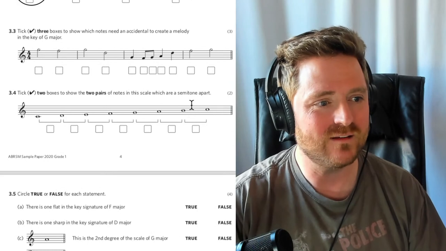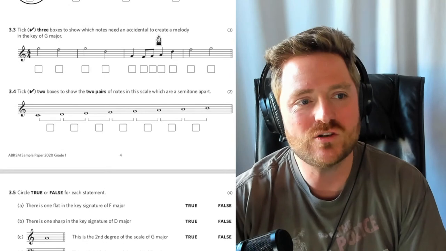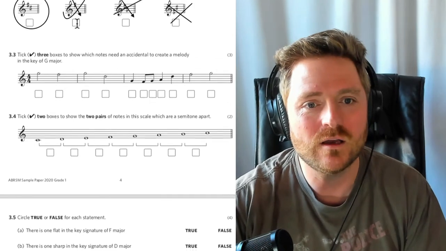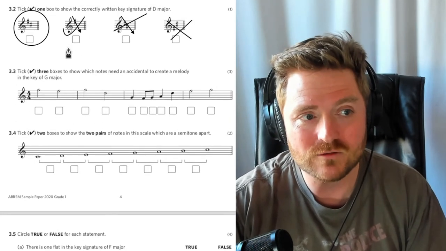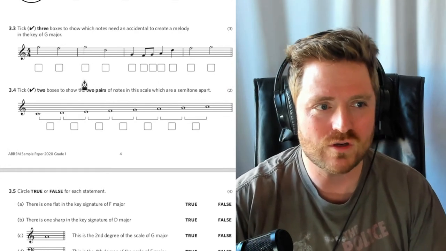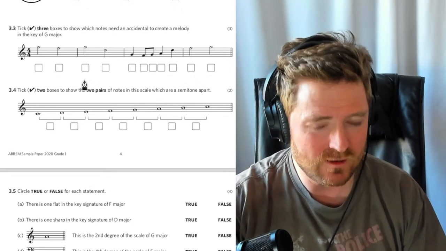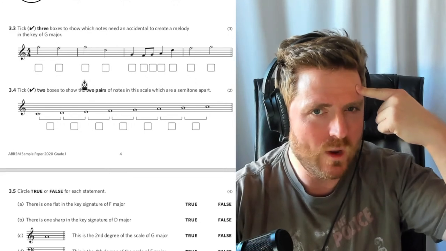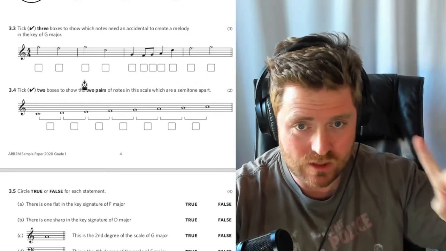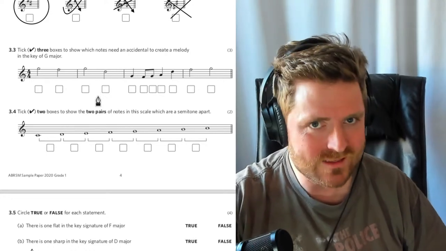Okay, these are getting a bit tricky. Oh, I like these. So tick three boxes to show which note needs an accidental in the key of G major. Now, I've just, I think helpfully, given you a bit of a reminder as to the key signature of G major. Three boxes which show notes that need an accidental to create the melody in the key of G. So think to yourself, which notes need to be on the black keys on the keyboard? Which notes need to be sharpened in G? Well, we've just seen here, it's F sharp.